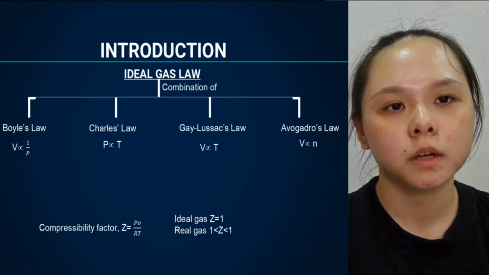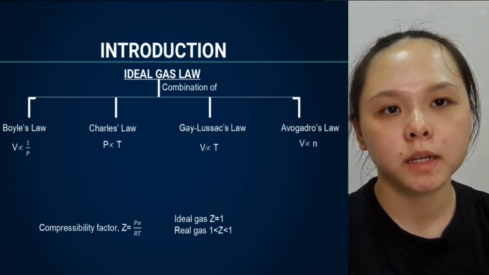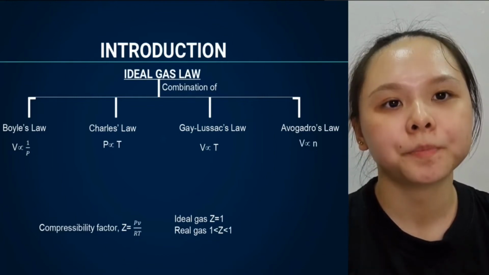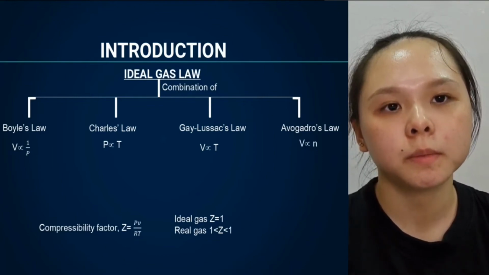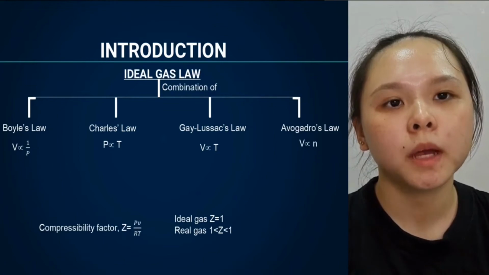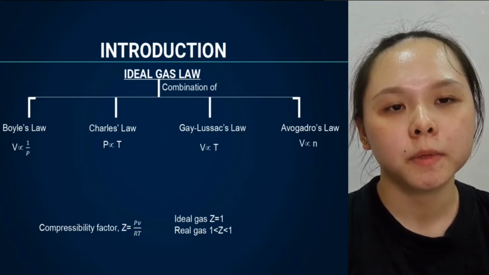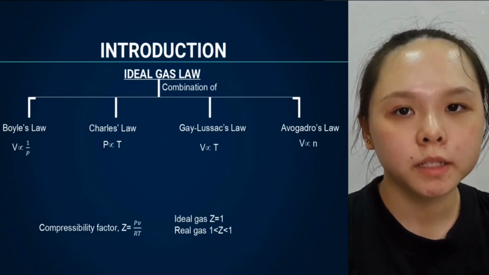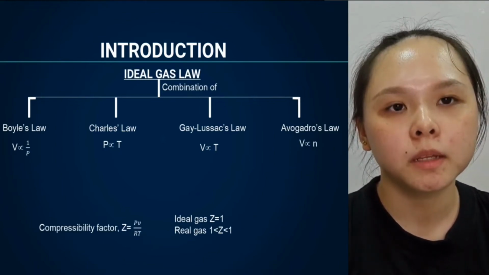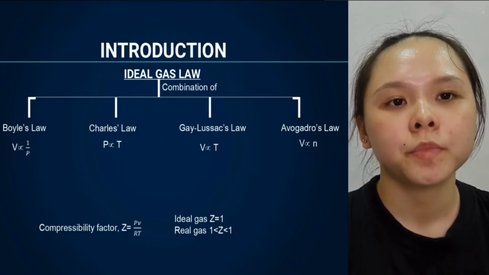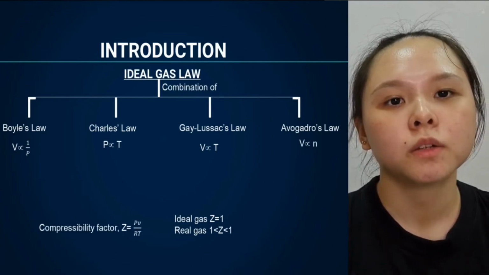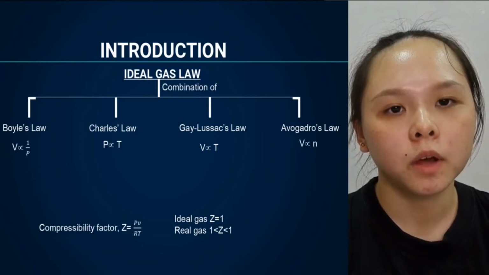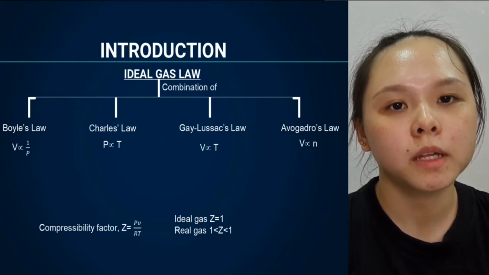This combination of gases gives us an ideal gas equation, which is PV equal to RT. There is also another mathematical way to describe ideal gas law, which is PV over RT equal to 1. The term PV over RT is called compressibility factor Z. If the value of Z is equal to 1, then the gas is an ideal gas. If not, the gas will be a real gas.